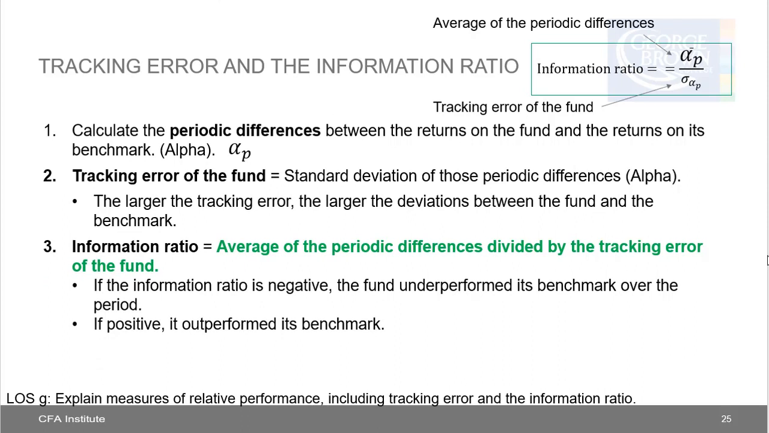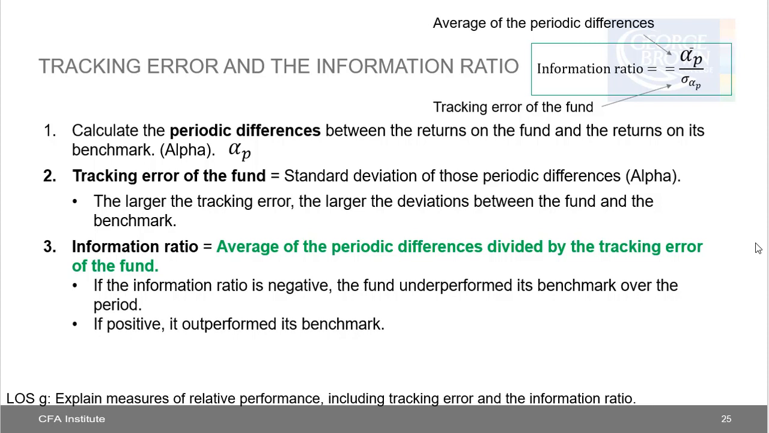Moving on now to learning outcome statement G, which is explain measures of relative performance, including tracking error and the information ratio. So the tracking error of an investment fund reflects how the performance of the investment fund deviates from the performance of its benchmark. The tracking error is measured by taking the standard deviation of the differences between the returns on the fund and the returns on its benchmark. The bigger these differences are, the larger the tracking error is.